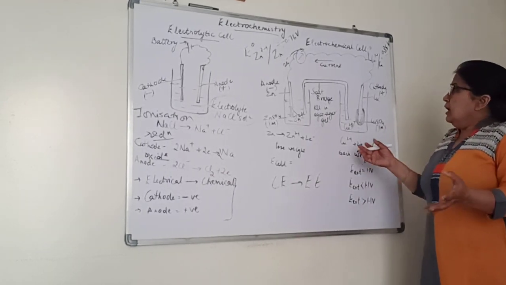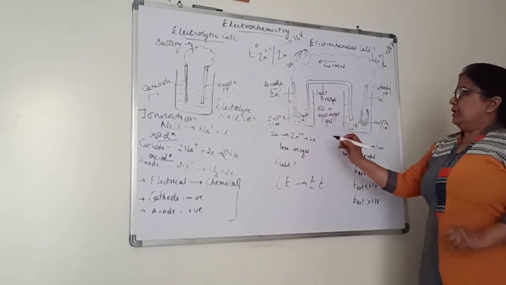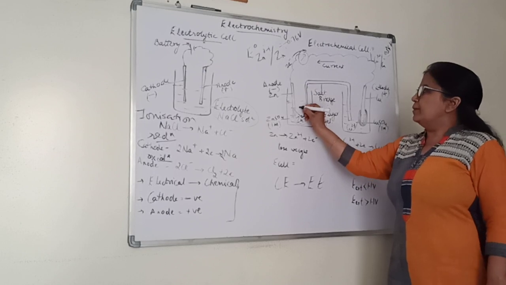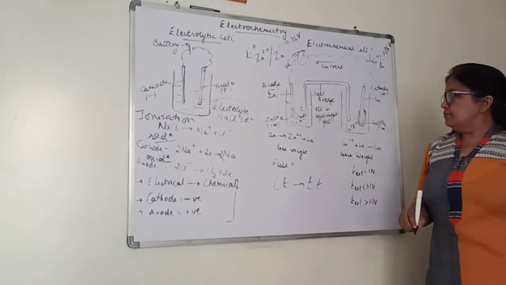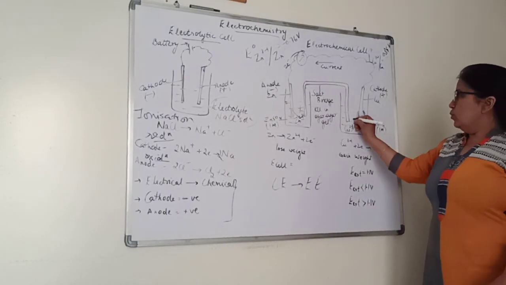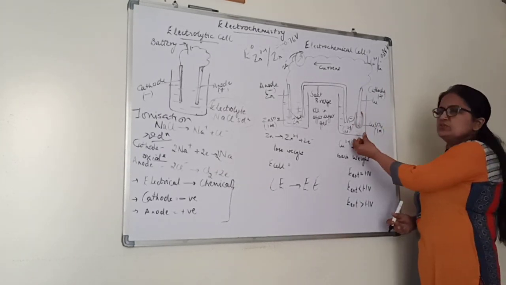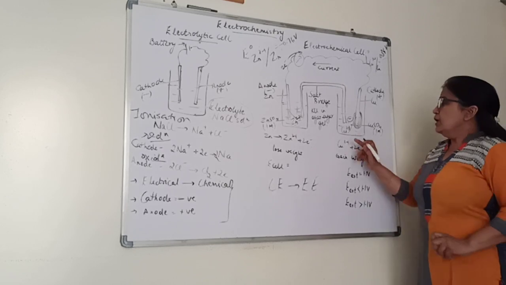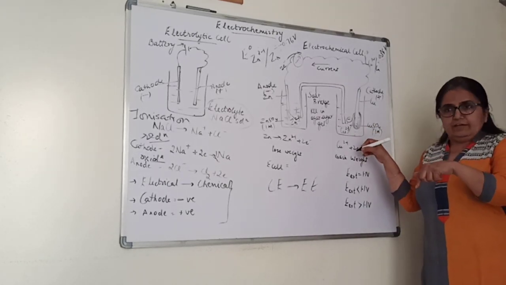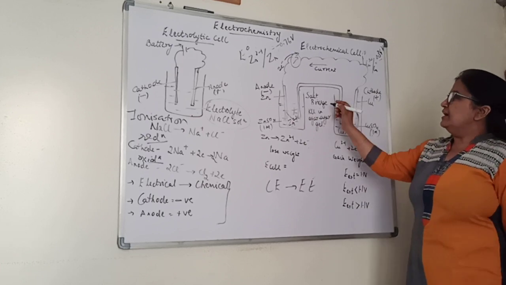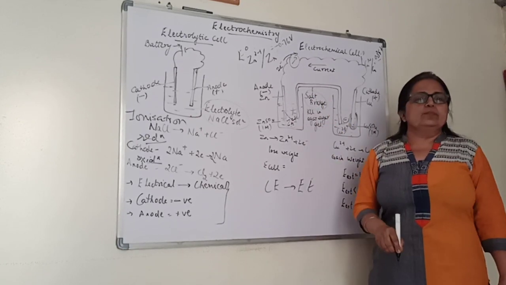Now, after some time, what will happen? The zinc ions, since they are going into the solution, it is becoming more and more positive, and this is becoming more and more negative, because from the solution cupric ions are going. What is left in the solution? Sulfate ion. So this is becoming more and more negative. To maintain the neutrality of the cell, there is a function of salt bridge.